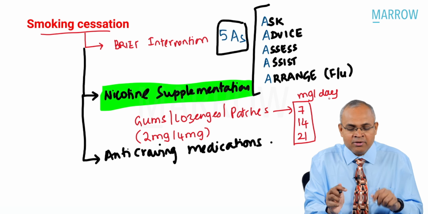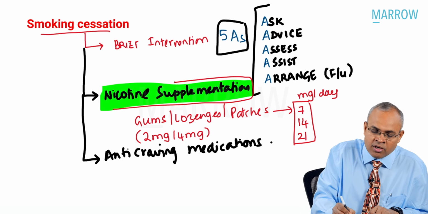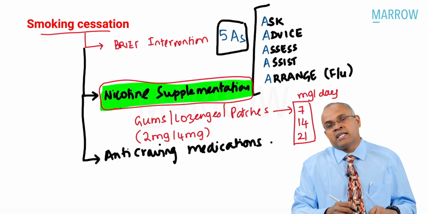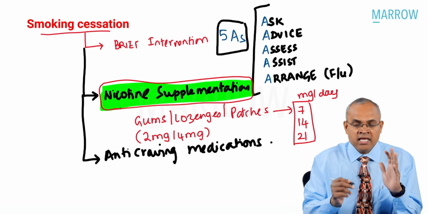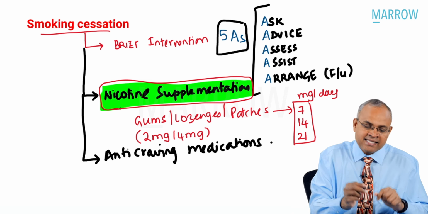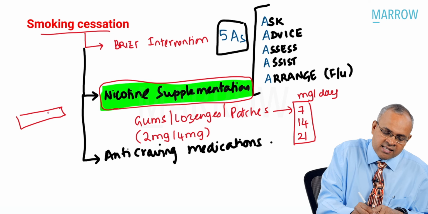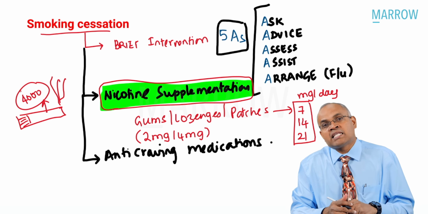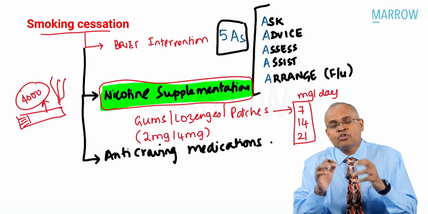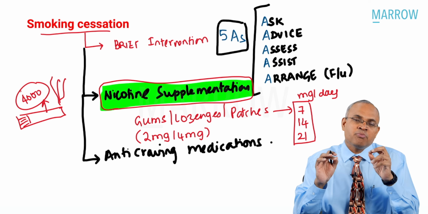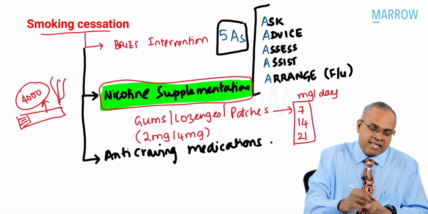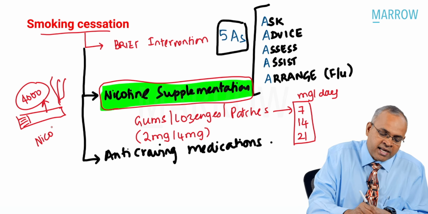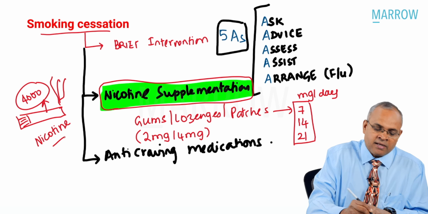The logic behind using nicotine supplementation is what? How does nicotine supplementation help? See, a single cigarette has about 4,000 chemicals in it. Now, with all those 4,000 chemicals, the one which makes you become addicted to the cigarettes is nicotine.